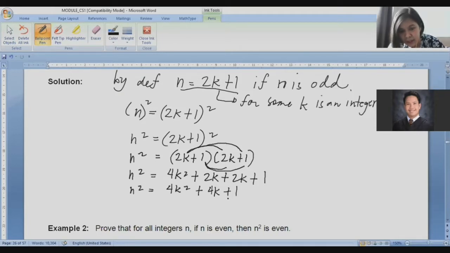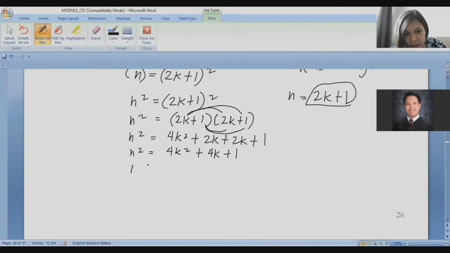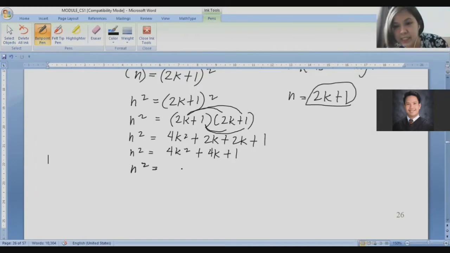Then copy positive 1. And then, we need to show the definition of an odd integer: n is equal to 2k plus 1. We need to show this format. So, what I will do to show it is to get the common factor of these terms. If you notice, the first term and second term have a common factor. What common factor? I need to factor out a 2, it could be 4, it could be 2. So, I will use 2 as the common factor, because we want to show this formula for an odd integer.